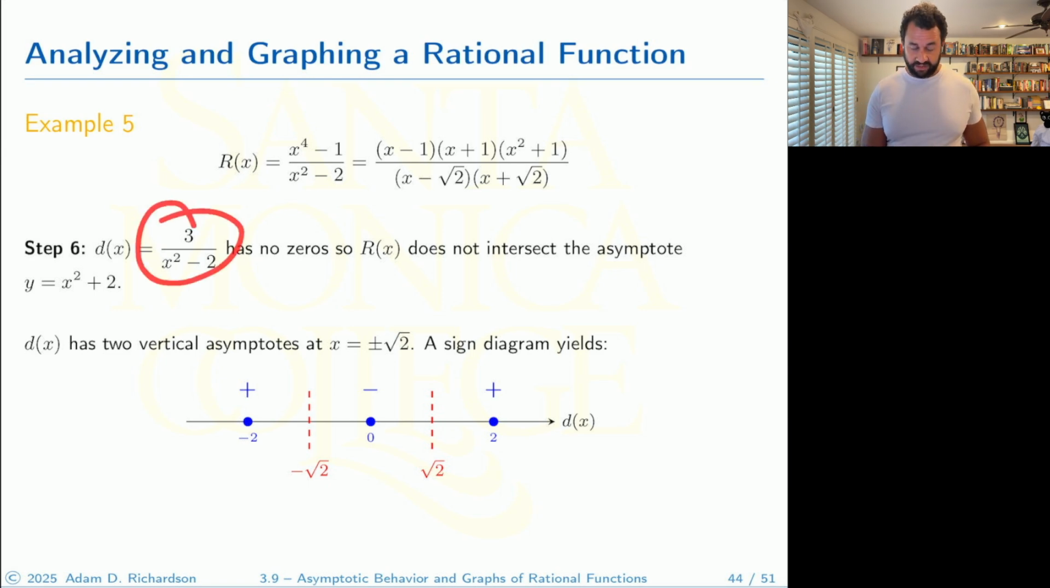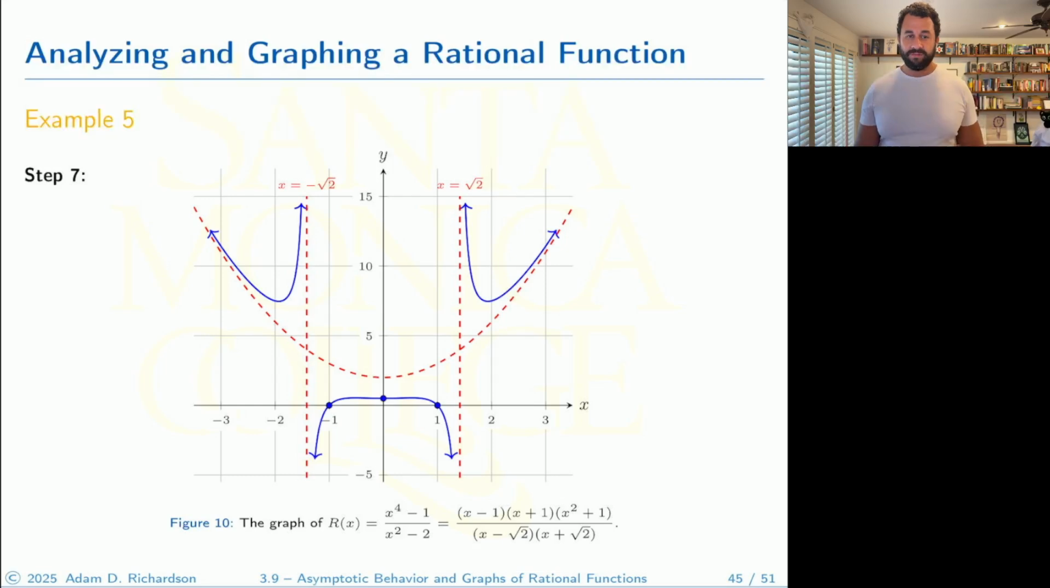Then we test values in d of x to see what we get. So I plug in -2, I get a positive. I plug in 0, I get a negative, -3/2. If I plug in 2, I get a positive number. Okay, so our graph is going to be above that parabola here, below that parabola there, and above that parabola there. These both have multiplicity 1, so the graph should look like 1 over x or -1 over x around those asymptotes. Put it all together, and boom, sad face.